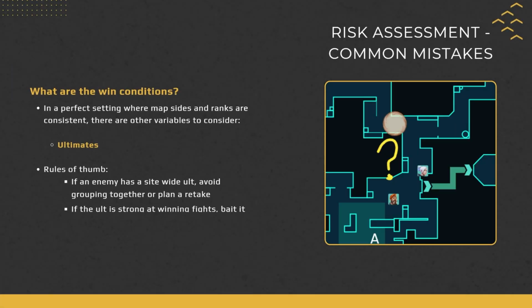Number 2 is looking at ultimates. We just talked about ultimates in just a moment, but this one's a little bit different. Normally, the way that you should look at it is using maybe, for example, a pre-round checklist.